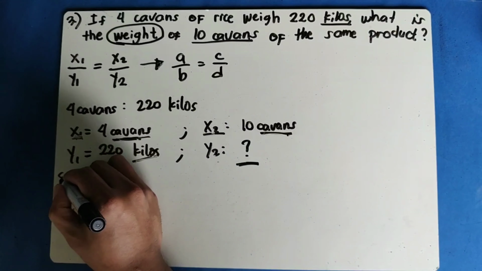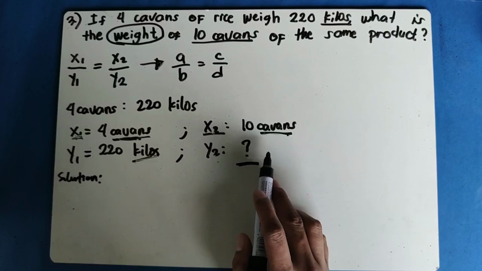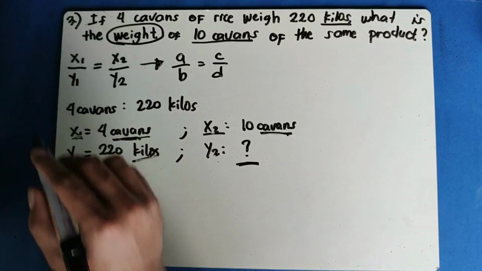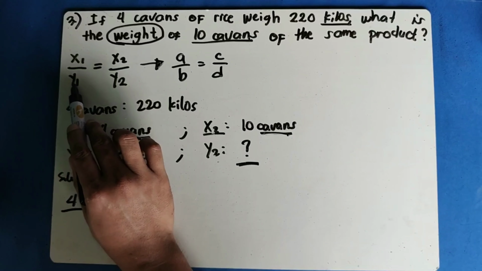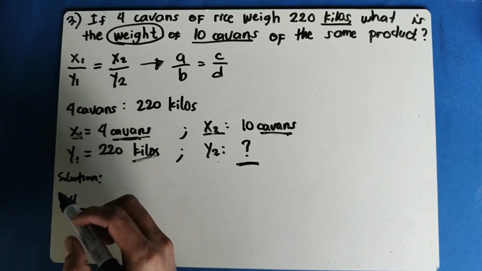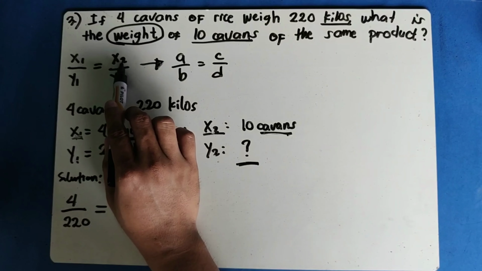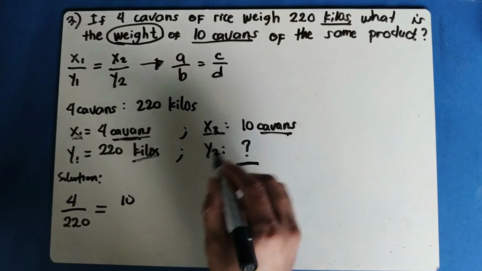Okay, so for the solution, we are now going to substitute this given to the equation. So our x sub 1, what is our x sub 1? Our x sub 1 is 4 over y sub 1. X sub 1 is 4, y sub 1 is 220. So 220 is equal to x sub 2. Our x sub 2 is 10.